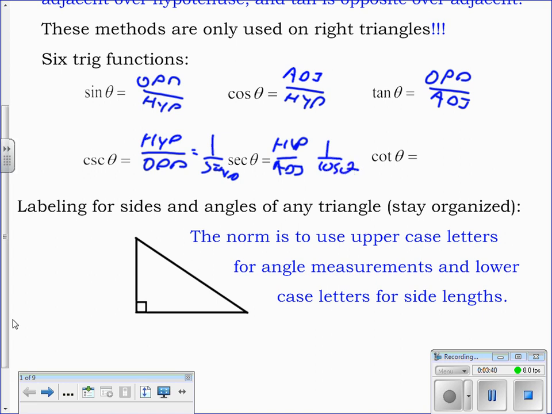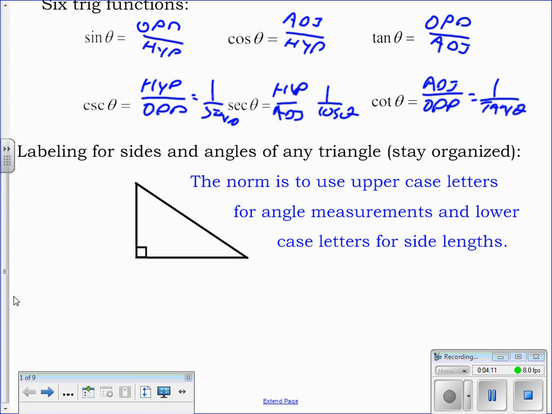And the cotangent, that's the easy one to remember. It is the inverse of the tangent. So it is the adjacent over the opposite, or 1 over the tangent of theta. So it's just 1 over. You will use it with the calculators later, but you also need to know the ratio of the sides of a triangle.